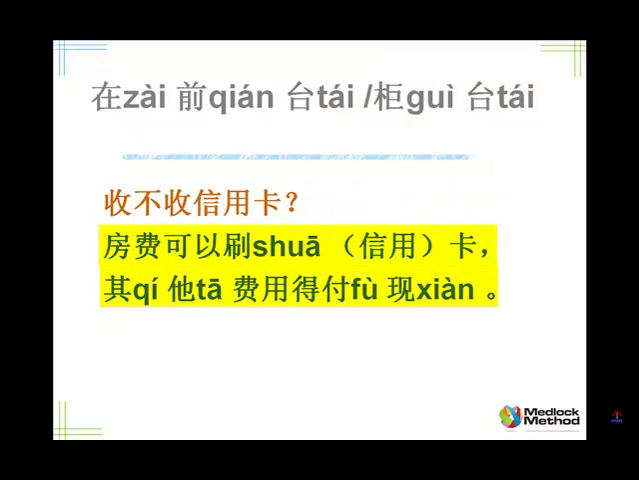房费可以刷卡。其他费用得付现。Again, do you take credit card? Another colloquial way, you probably can say, 可不可以刷卡? Okay, can or cannot, may or may not, swipe the card. 可不可以刷卡? And unfortunately, sometimes, although the answer is yes, it might involve a kind of service charge. Exactly. So how would you say service?